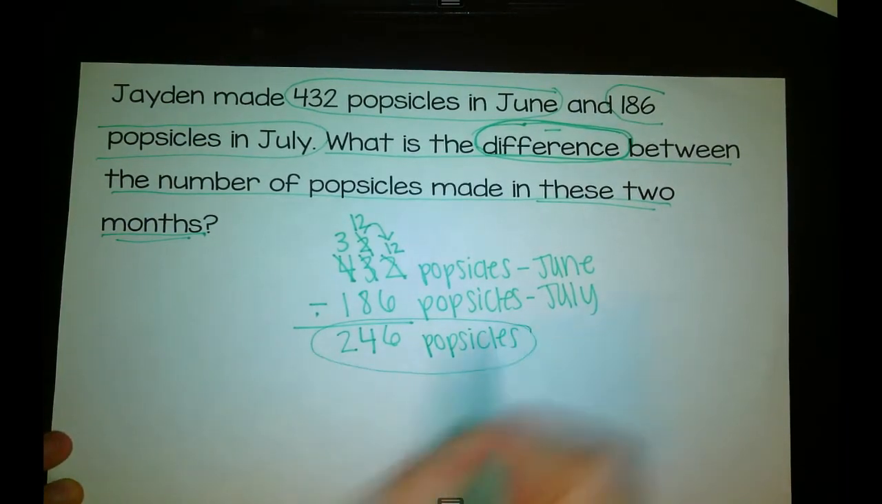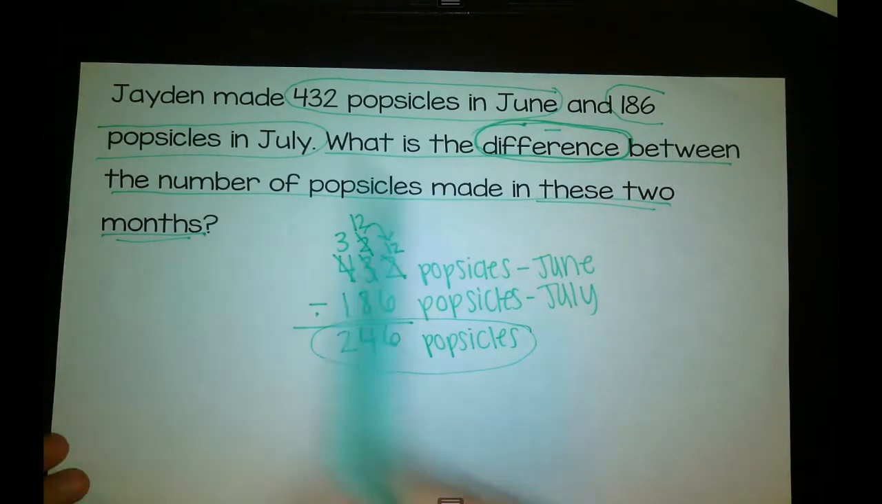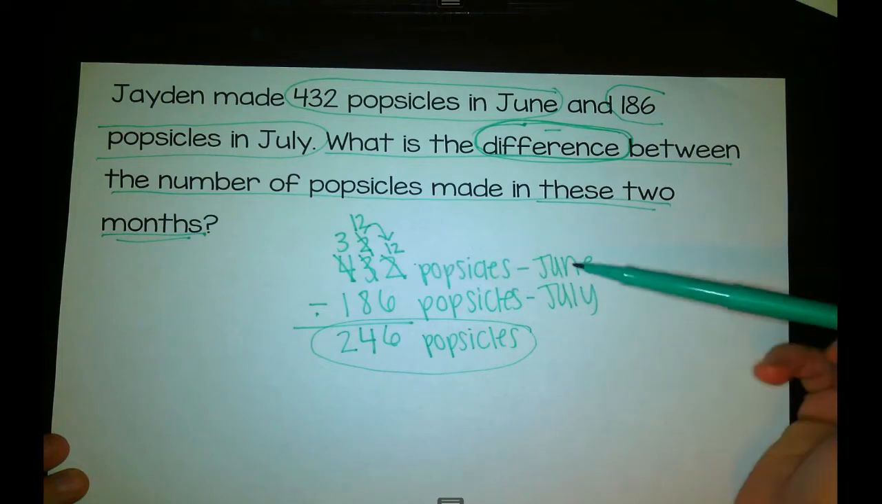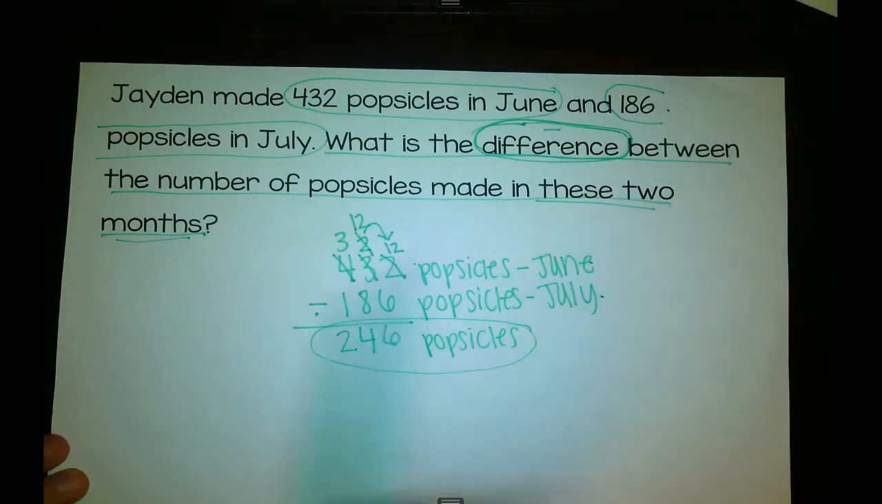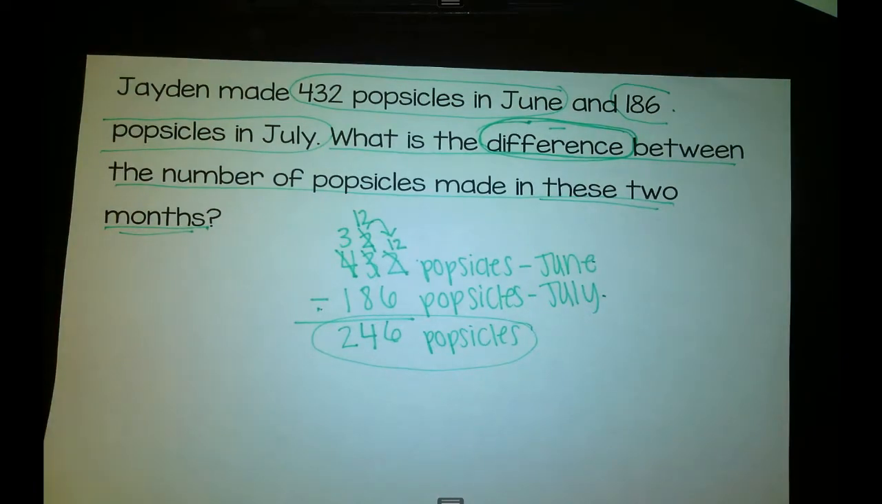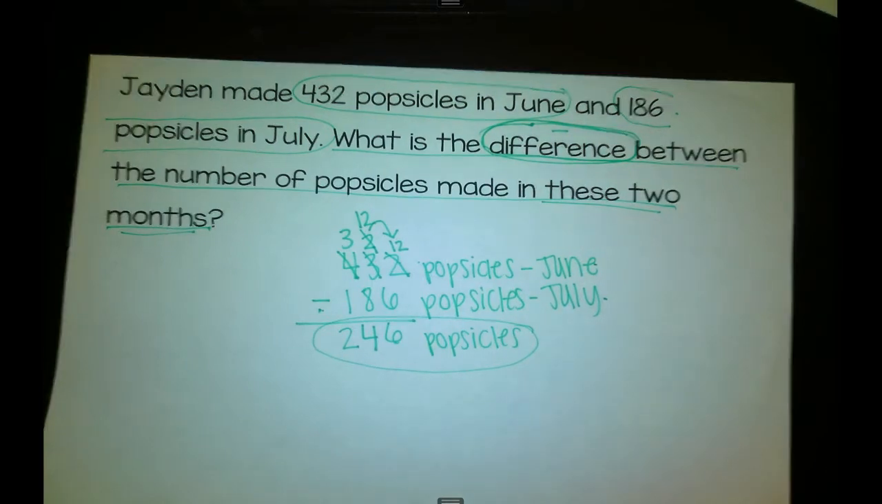I'm going to reread just to make sure before I move on. Jaden made 432 popsicles in June and 186 popsicles in July. What is the difference? We'll subtract between the number of popsicles made in these 2 months. Check, check. I didn't leave out any steps. Circled my final answer of 246 popsicles, which is the difference between how many popsicles were made in June and July.